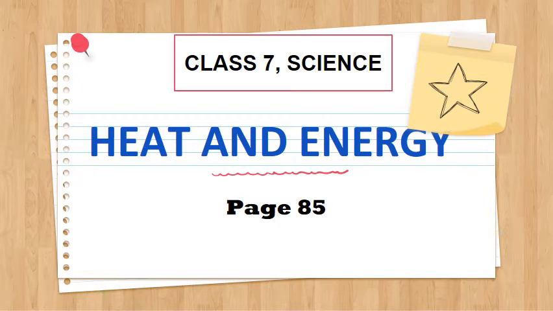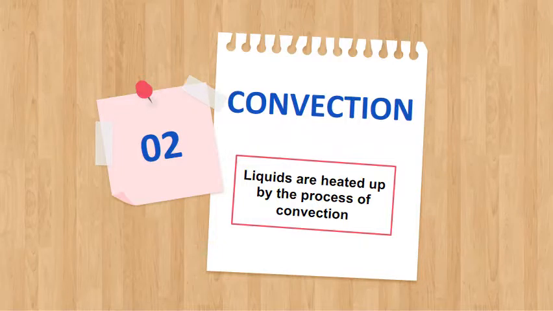Today in the chapter of heat and energy, we will study another topic. Today's topic is convection. So what is convection? Liquids are heated up by the process of convection. If you remember, in the previous lecture we studied that conduction is a process by which solids are heated up, whereas convection is the process by which liquids and gases are heated up.